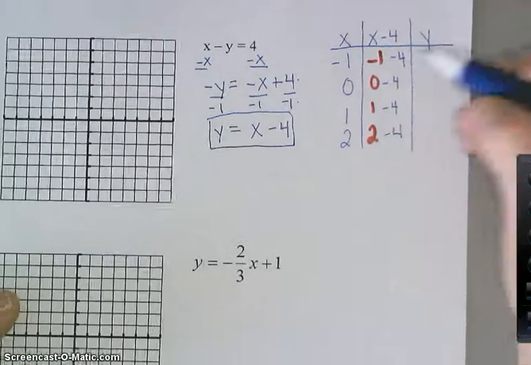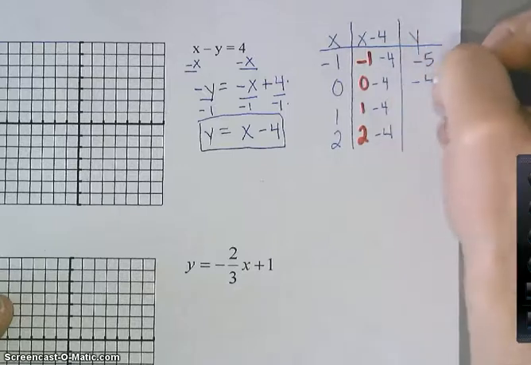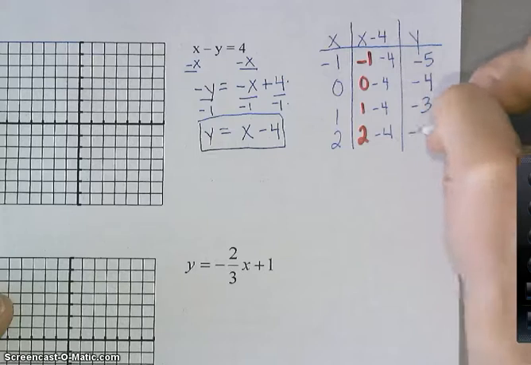So I have negative 1 minus 4 is negative 5. 0 minus 4 is negative 4. 1 minus 4 is negative 3. 2 minus 4 is negative 2.